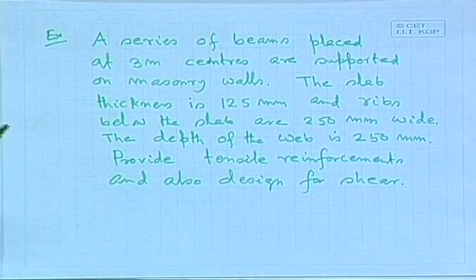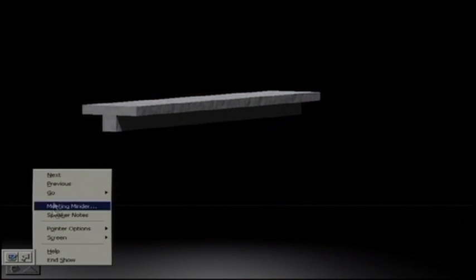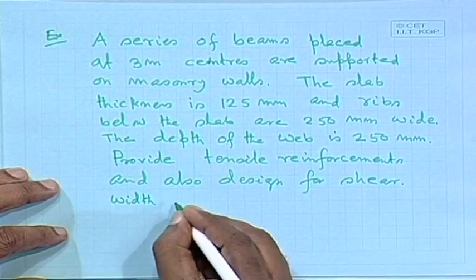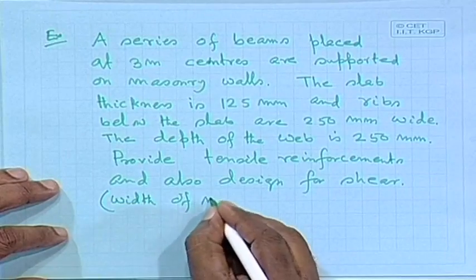So, if we say a series of beams, if we go to the previous one, series of beams placed at 3 meter center to center, that means each of them having spacing say 3 meter, are supported on masonry walls. These are the two masonry walls. We can take say 250 millimeter, the masonry wall, let us say width of masonry wall.